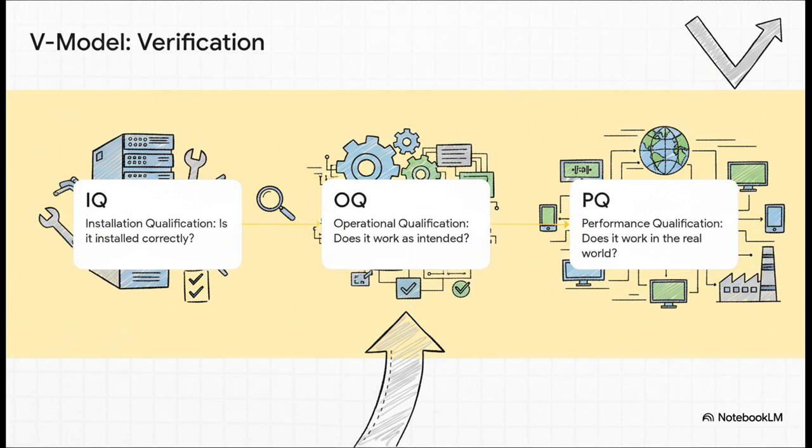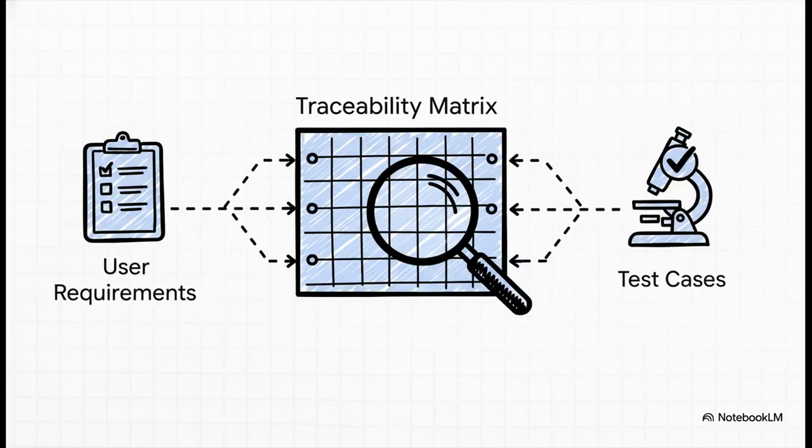And finally, PQ, performance qualification, which asks the big question, does it actually work in a real-world environment, even when it's under stress? And what's the linchpin that holds this entire model together? It's this beautiful document called the Traceability Matrix. This thing is the master map. It connects every single requirement you wrote down on the left side of the V to a specific test you ran on the right side.